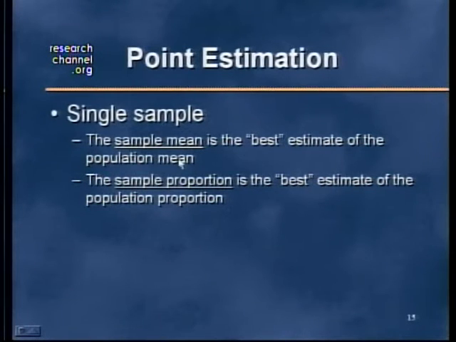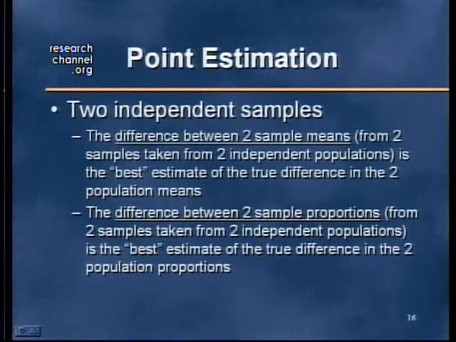So, as I said, for a single sample, depending on whether we have continuous data or dichotomous data, the sample mean may be the best estimate of the true but unknown population mean, and the sample proportion is the best estimate of the true but unknown population proportion.